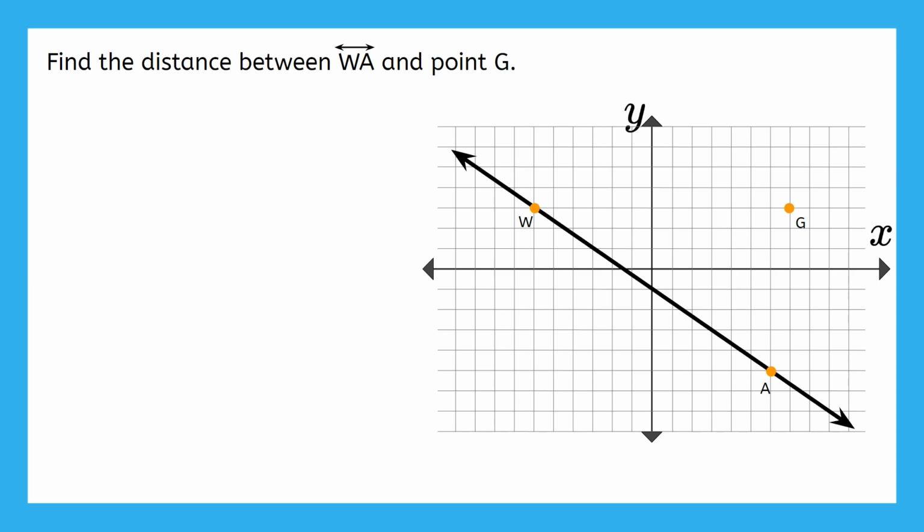Since line WA has a slope of negative 2 over 3, the perpendicular slope would be positive 3 over 2. Now that I have the perpendicular slope, what can I do with it? Yes, I can use my perpendicular rise and run to work from point G and find the intersection point on line WA. Take a moment to find that intersection point now.